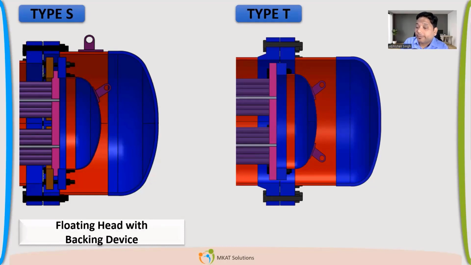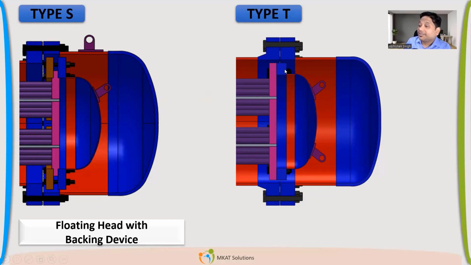T type. Now, can you spot any difference between S and T type? If yes, tell me what difference you can see. There are many, so if you can point out more than one, that is good. The backing ring is not available in T type, the backing ring which you can see in the brown color. The tube sheet is extended as a flange. Yes, because now there is no backing ring, the bolting has to be done with the tube sheet.